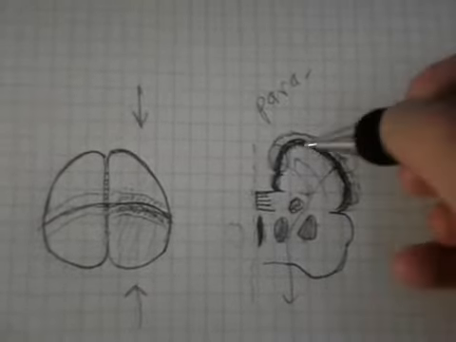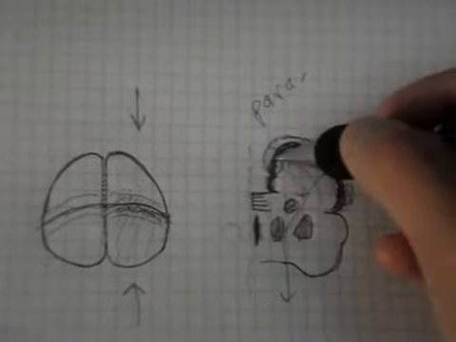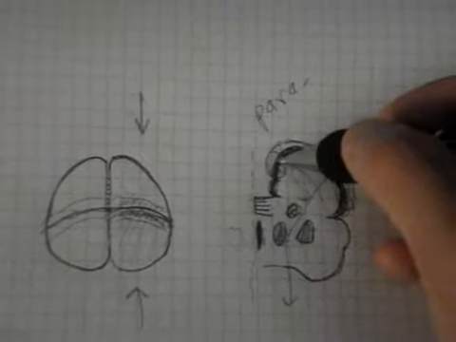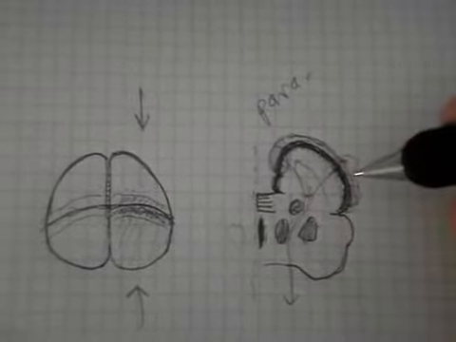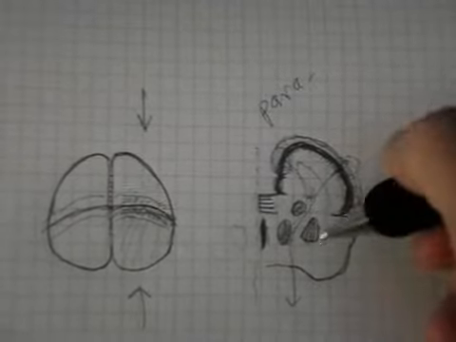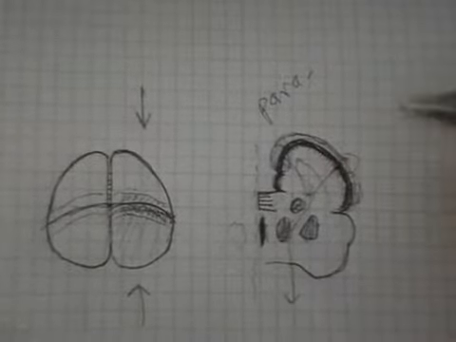If, for example, it was movement of the lower limb, the leg, it would start here, because we said the leg is here, and it would go down the internal capsule and down the spinal cord to the legs. So that's the precentral gyrus, the primary somatic motor area.